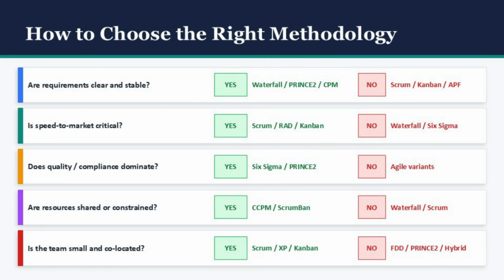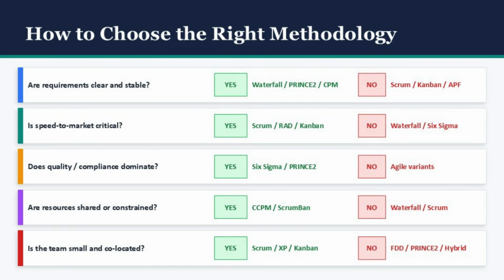So how do you actually choose? This slide gives you a practical decision framework, 5 key questions with recommended answers. Question 1. Are requirements clear and stable? If yes, lean toward Waterfall, PRINCE2, or CPM, structured methodologies that thrive when scope is fixed. If no, if your requirements are fuzzy or likely to change, use Scrum, Kanban, or APF.